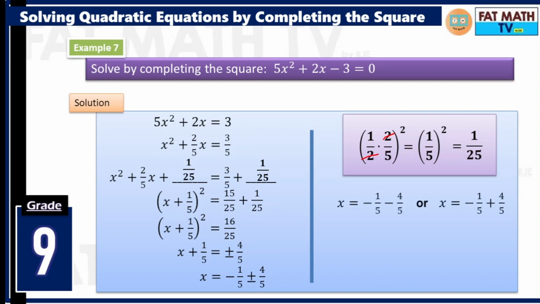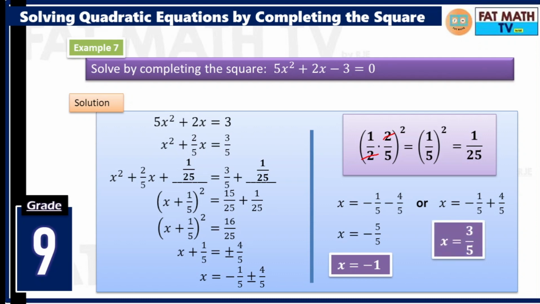So x equals negative 1/5 minus 4/5. So that is negative 5/5. For the right side, if you simplify, that's negative 1. For the other one, you have negative 1/5 plus 4/5, that's positive 3/5. So the two answers are negative 1 and 3/5.